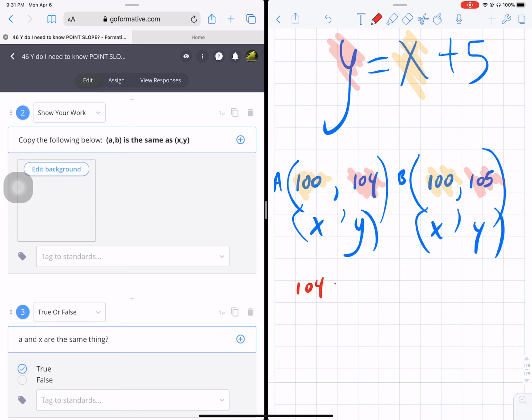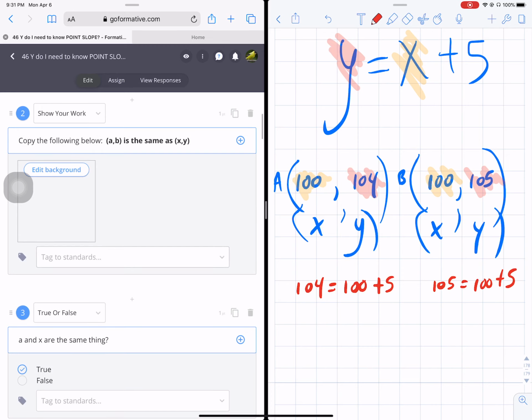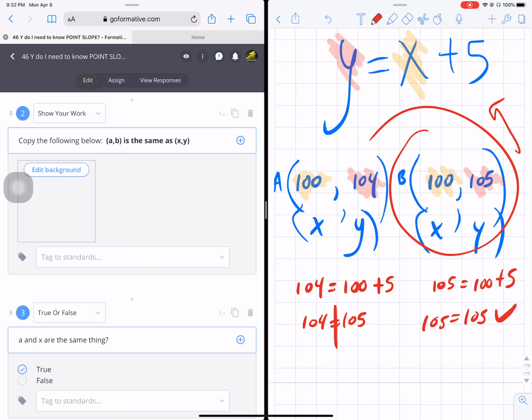This one's 104 equals 100 plus 5. And this one's 105 equals 100 plus 5. Now, this one is going to be equal to 105, and that's not true. And this one is equal to 105, and that's true. And so you know that this one, B, is on that line.